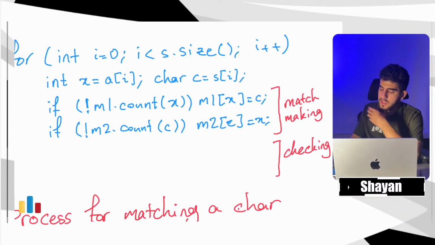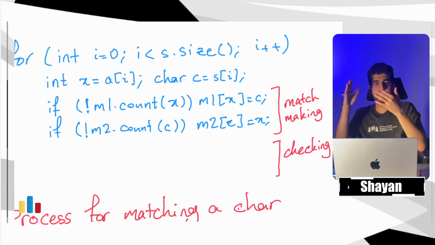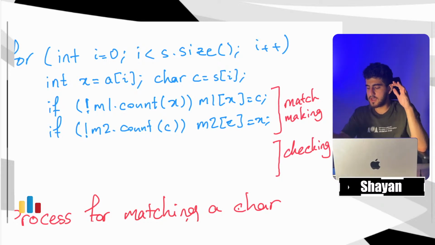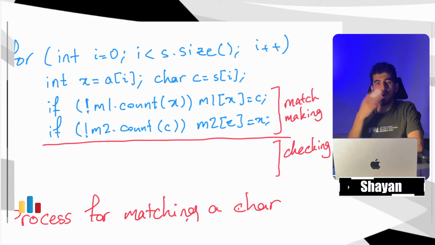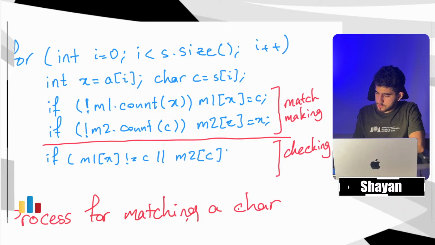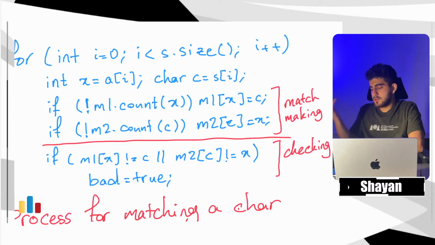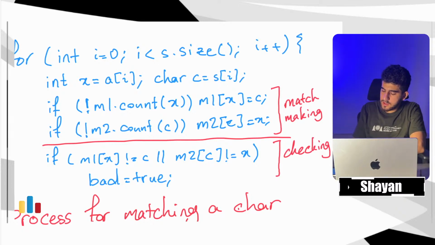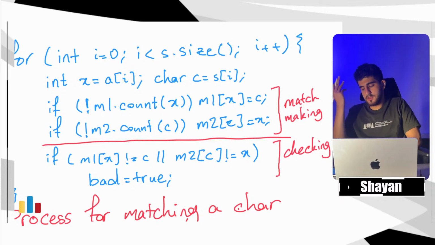Now I know that X has some match and C has some match, either defined before or defined now. Anyway, after this part, they have matches. So I just need to check whether they are the match of each other. Here I can say that if m1 of X was not equal to C, or m2 of C was not equal to X, then it is bad. So I just say bad equals true. And at the end, if bad was true, the answer is no, otherwise the answer is yes. So this is all I'm doing.